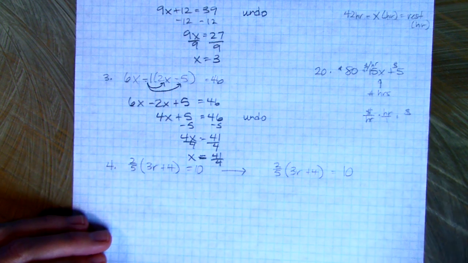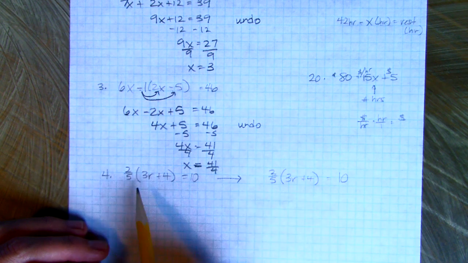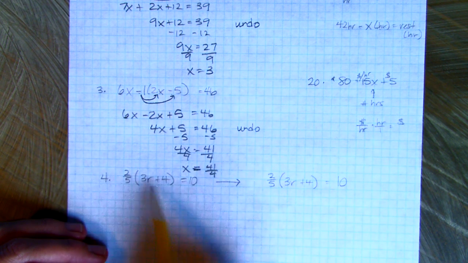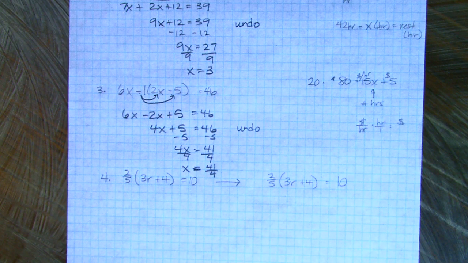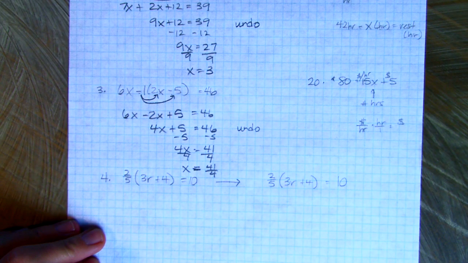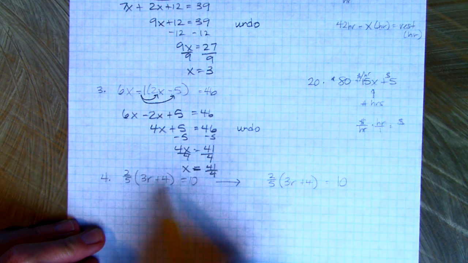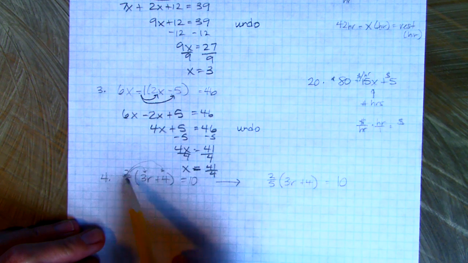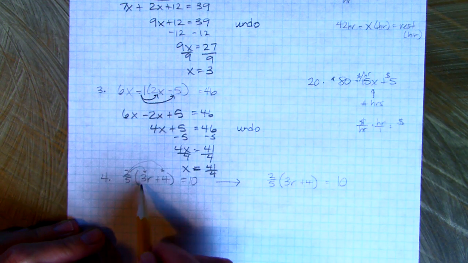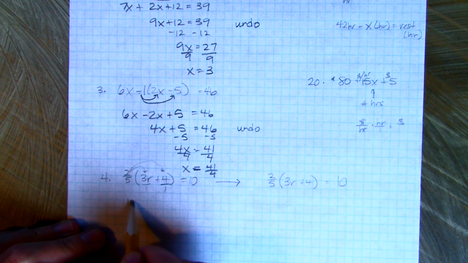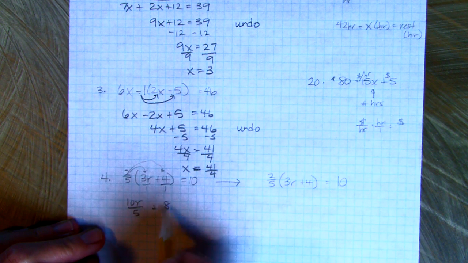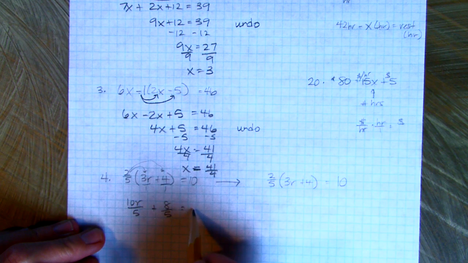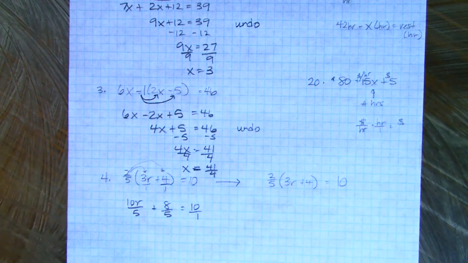But I'm going to show you 2 ways before we've worked with these fractions. What are 2 ways to undo those? You could distribute first, although these numbers are pretty yucky. If I try to multiply 2/5 times 3r, remember that these are all over 1, I would get 10r over 5 plus 8 over 5 equals 10 over 1.